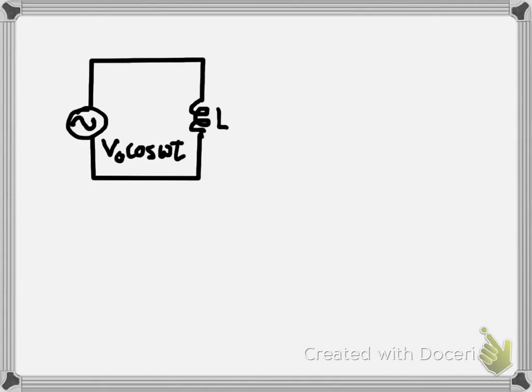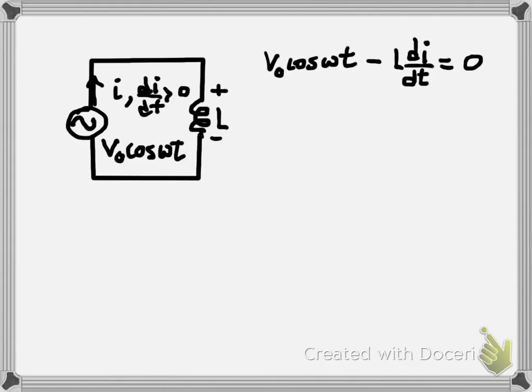Alright, let's consider another circuit element, an inductor, connected directly to an AC power source. So we'll see what the behavior of the circuit is going to be with just an inductor. At this moment we have a current flowing in the direction indicated, and we're assuming that the current at this moment is increasing. The dI/dt is positive. So that tells me that the higher potential side of the inductor is going to be the upper side, and the lower potential is going to be the bottom of the inductor in this picture. So the sum of the voltages along the circuit is going to be equal to 0.